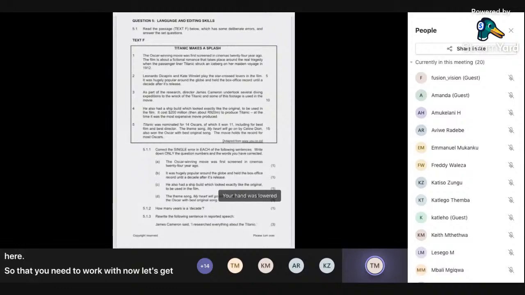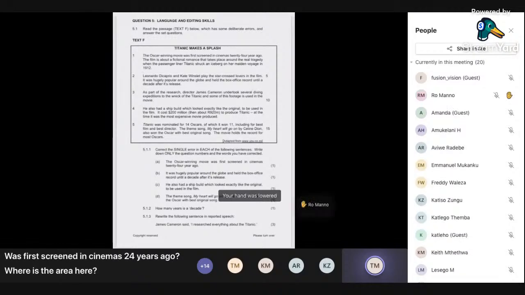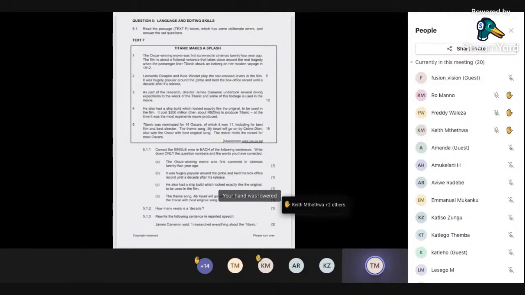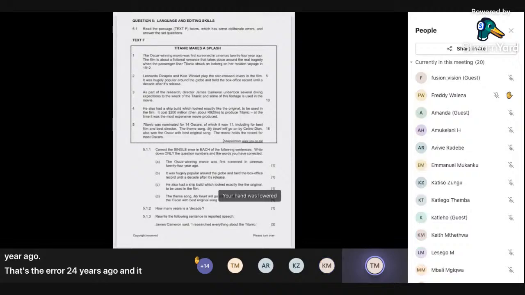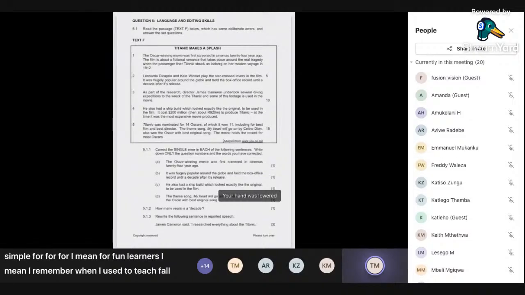Now, let's get to business. Let's look at the first sentence: the Oscar-winning movie was first screened in cinemas 24 years ago. Where is the error here? It's supposed to be 24 years, not 24 years ago. That's the error. And it is quite simple for FAL learners. I remember when I used to teach FAL, learners had to respond to this 5.1 question. It's always outlined this way.